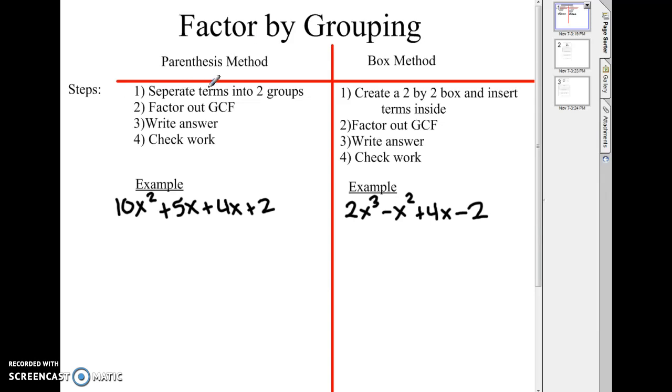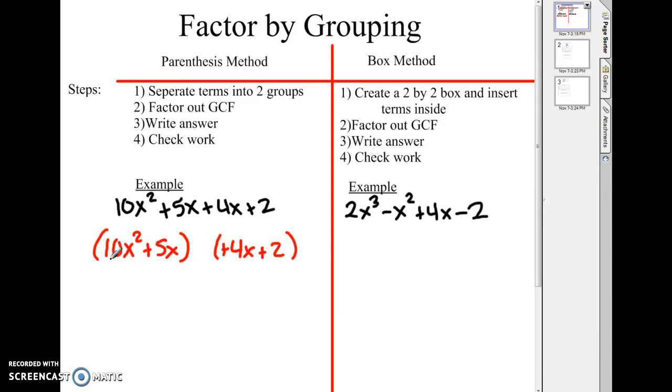And what you do is you separate your terms into two groups. So if you notice, I have 1, 2, 3, 4 terms. So I'm going to separate it into two. Okay, so now I've got two groups. Now that I have two groups, I'm going to factor out the GCF of each group.